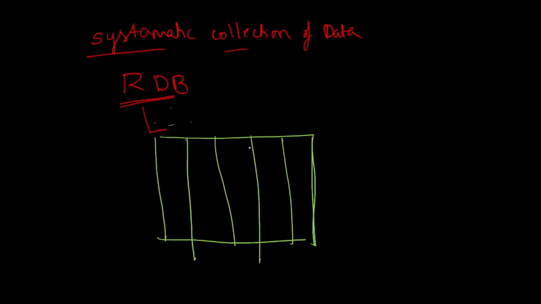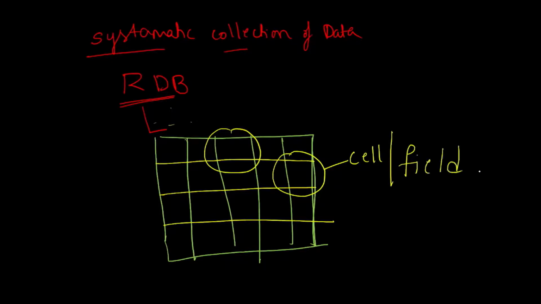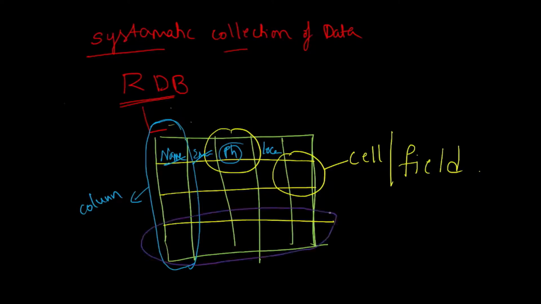There are a couple of terminologies with respect to a table. Let's see that. Each individual block in this table is called a cell or field. This vertical structure which I am marking now is called a column. The column will have a name. For example, this is the username, email ID, phone number, location. So name is a column, email ID is a column, phone number is a column, like that. This horizontal one is called a row.